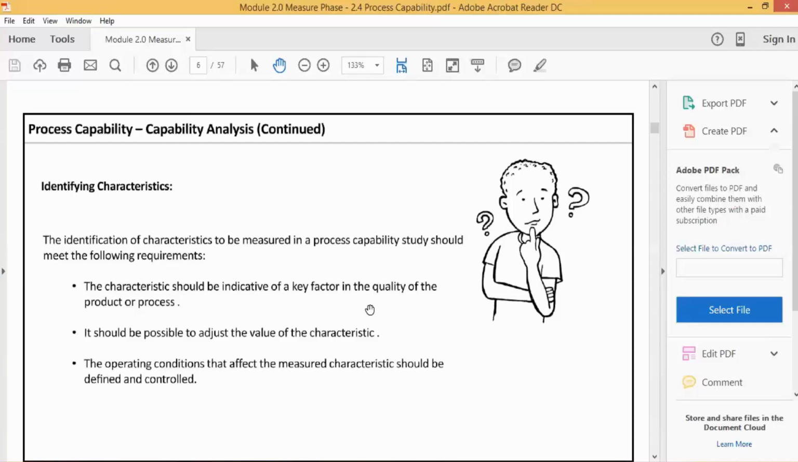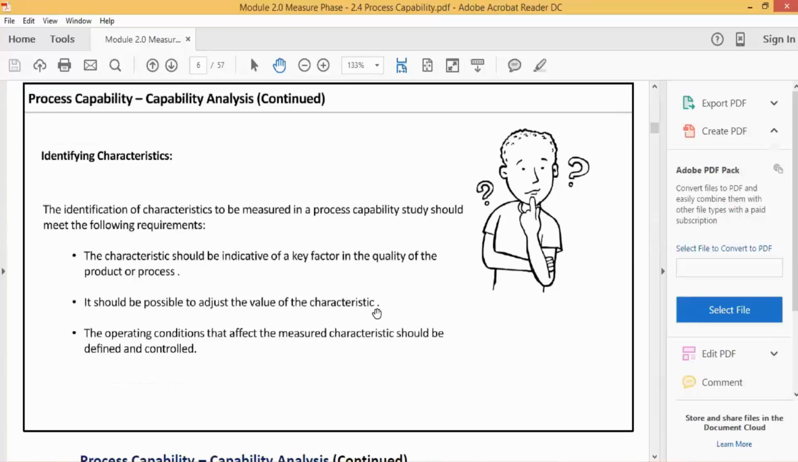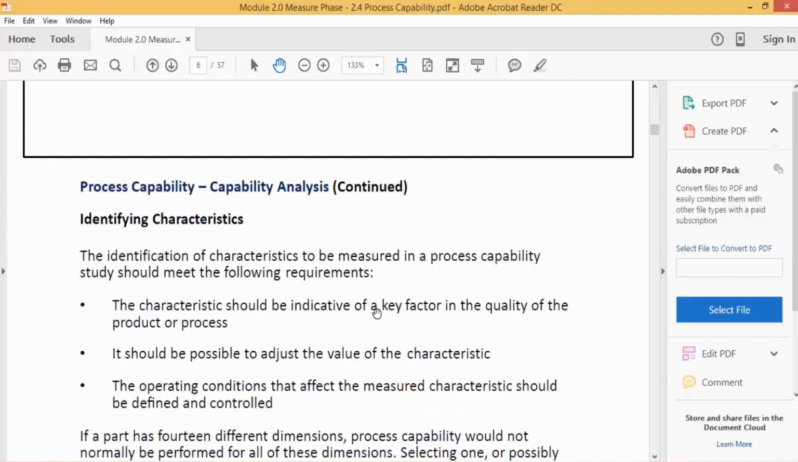The identification of characteristics to be measured in a process capability study should meet the following requirements. The characteristic should be indicative of a key factor in the quality of the product or process. It should be possible to adjust the value of the characteristic. The operating conditions that affect the measured characteristics should be defined and controlled. So characteristics is nothing but the process.